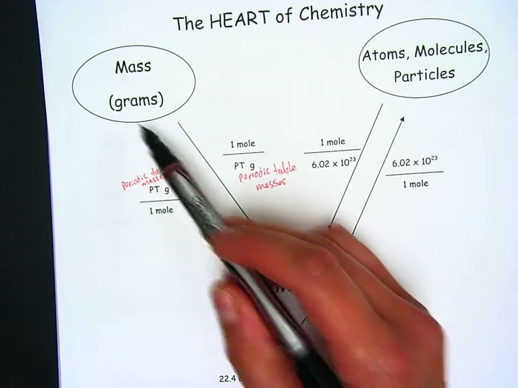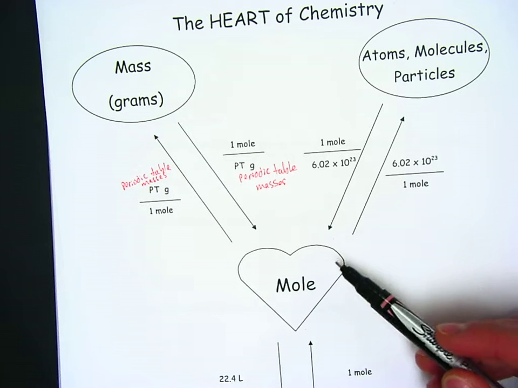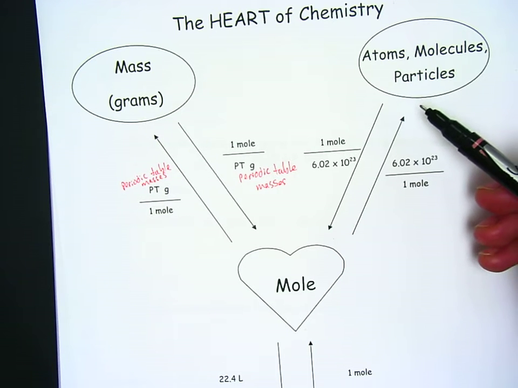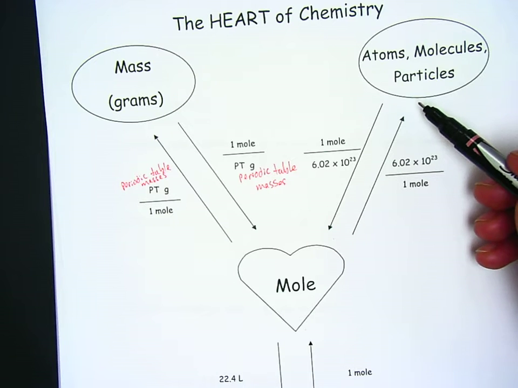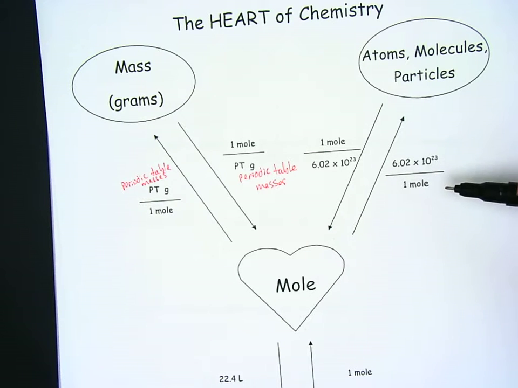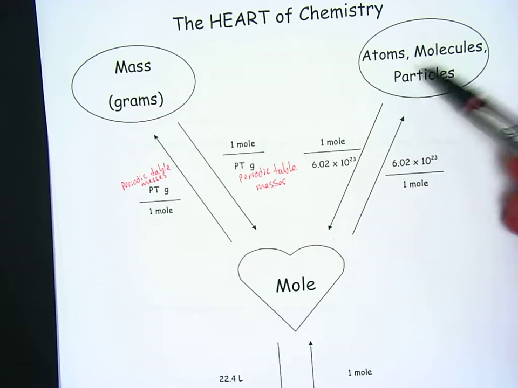Okay. So 1 mole is equal to the molar mass of the particular element you're working with. So that can go between mass and mole. Mole can tie together to the number of atoms, molecules, or particles that you're working with for a particular substance. So that conversion is always the same. No calculation needed for that one. For every 1 mole of your substance, you have 6.02 times 10 to the 23rd atoms of it, molecules of it, or particles of it.